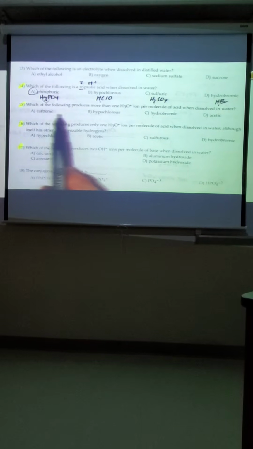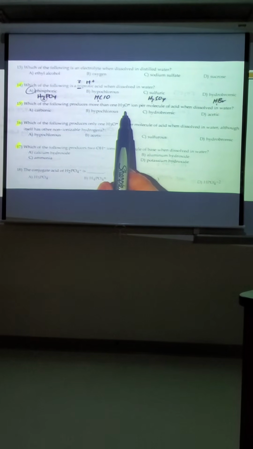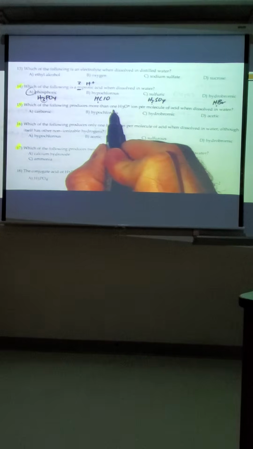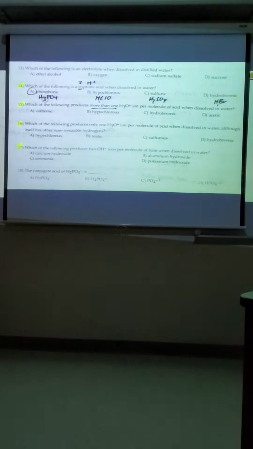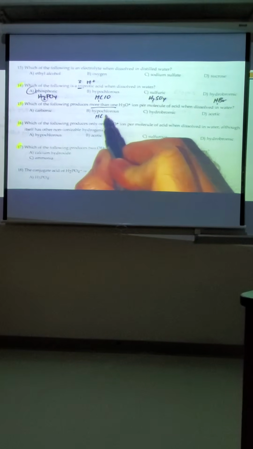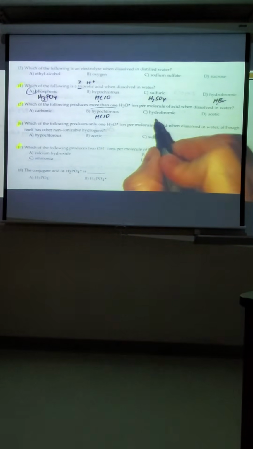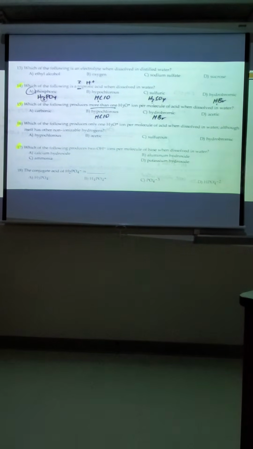Number 15 says, which produces more than 1 H3O+ ion? So if you produce more than 1, you're either going to be di or triprotic. We saw this one above, HClO, that's monoprotic, that's 1 H3O+. Hydrobromic, that's 1 H3O+.